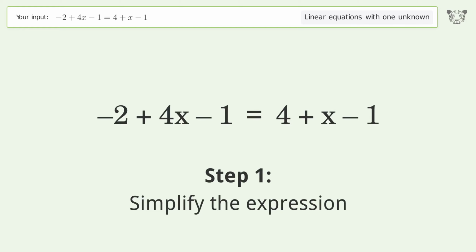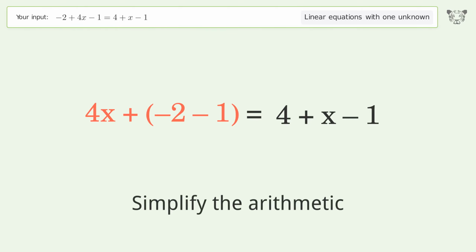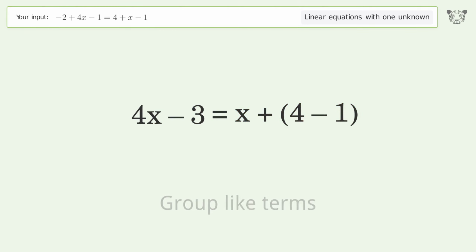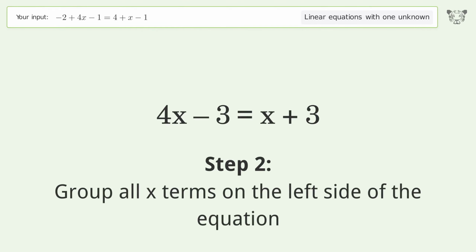Simplify the expression. Group like terms. Simplify the arithmetic. Group like terms. Simplify the arithmetic. Group all x terms on the left side of the equation.